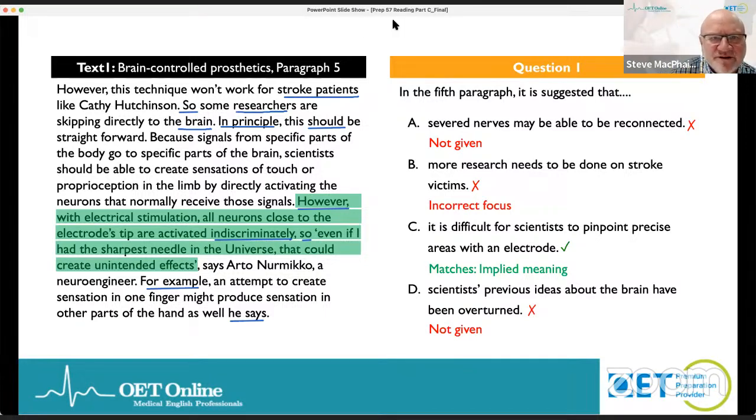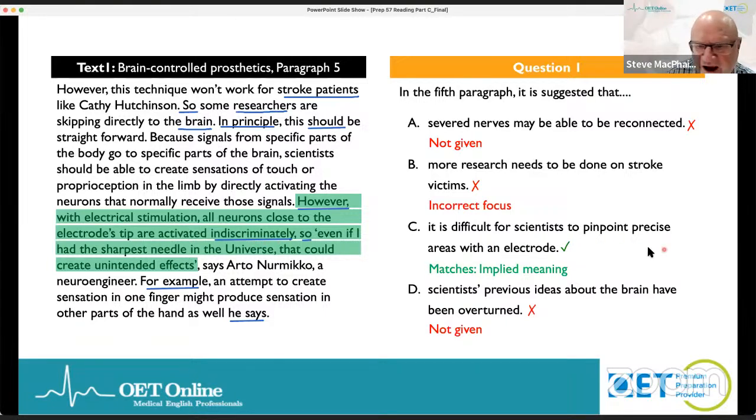Let's look at a few more things, everyone. Pinpoint precise areas. However, with electrical stimulation, well, that relates to an electrode. All neurons close to the electrode's tip, we've got the word, are activated. So all neurons close to the tip are activated indiscriminately.